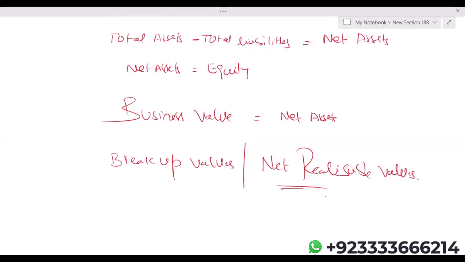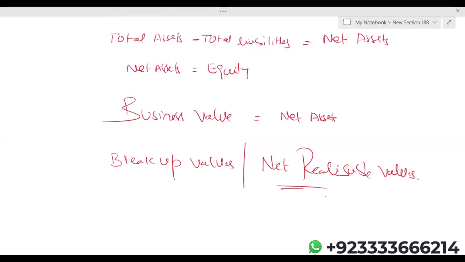Now let me make it more clear. If your examiner is asking you a question, what is the floor value of, let's say, a private company? The private company floor value will always be equal to net realizable values. It gives you the floor value.